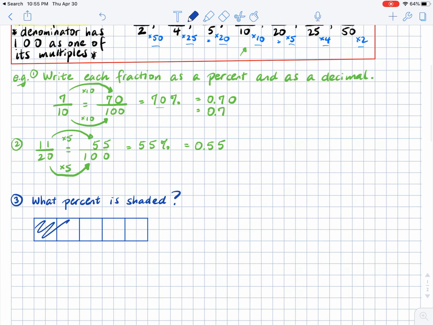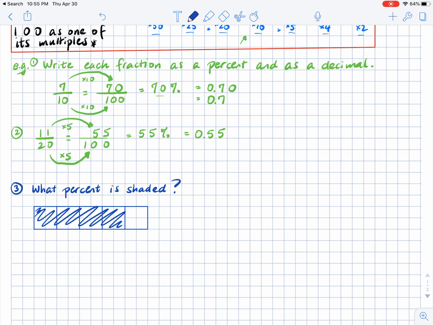Okay, what percent is shaded? So if I did this, okay. What percent is shaded? Now, again, if you want to pause the recording, figure out what percent is shaded, and then replay the recording to check your answer, go ahead and do that. But I'll walk you through the steps and how to figure this out.